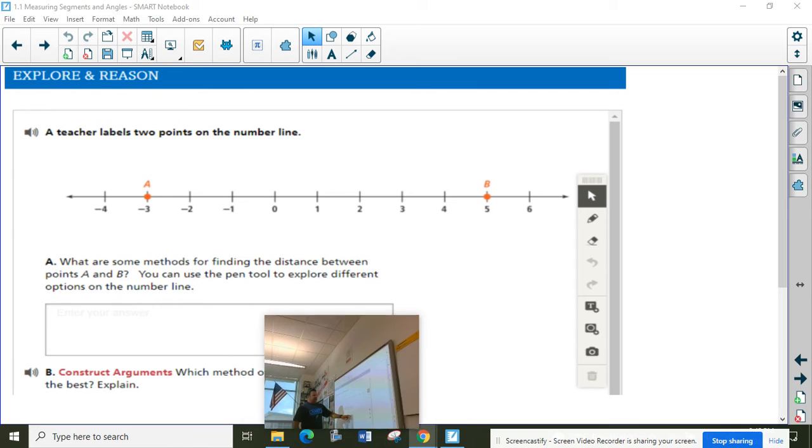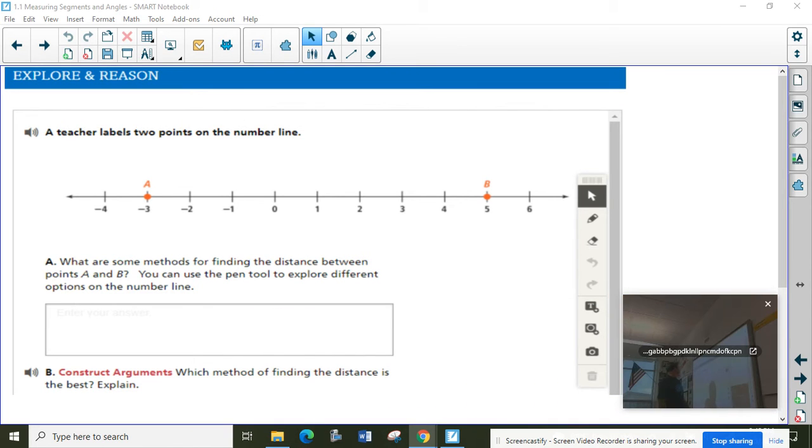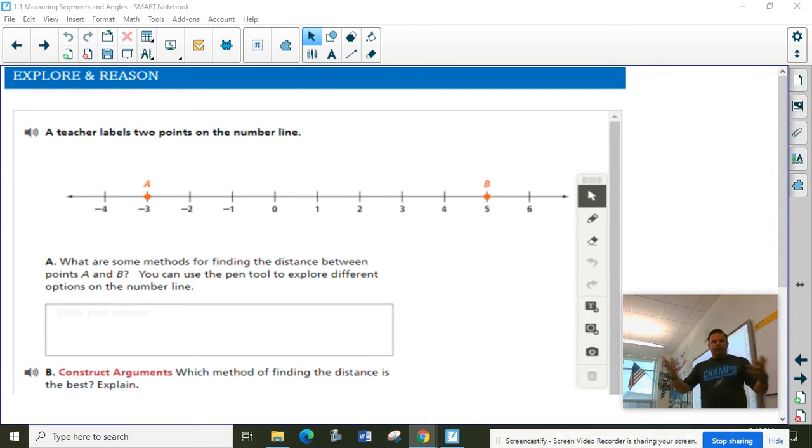Every lesson will always have this kind of opener here. This is just kind of our explore and reason. So you take a look at this. This is something you should discuss with a partner or in your own head or whatever you might need to do. What are some of the methods for finding the distance between points A and B? Like, how would you find the distance between A and B? Pause the video, think about it, write something down. Okay. I'm going to keep going, though, so you should have paused this.